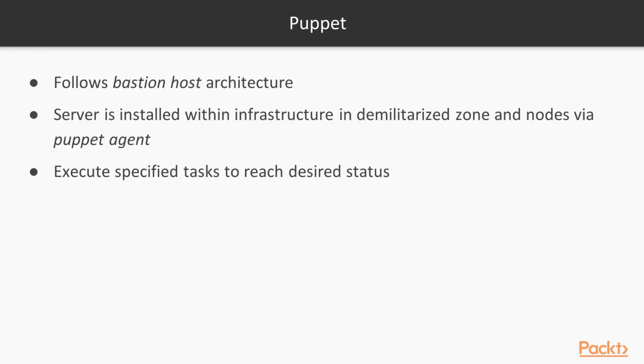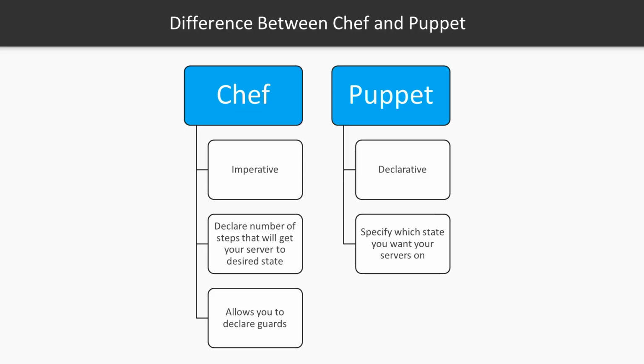In the same way as Chef, Puppet follows the Bastion host architecture. The server is installed within your infrastructure in the demilitarized zone and the nodes via the Puppet agent. It will execute the specified tasks to reach the desired status. The main difference between Chef and Puppet is the fact that Puppet is declarative, whereas Chef is more imperative.